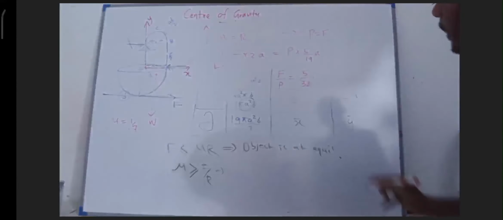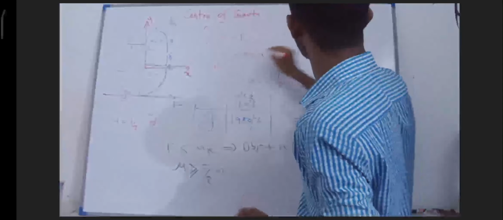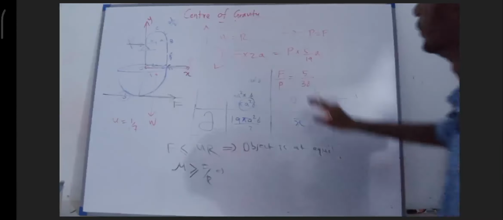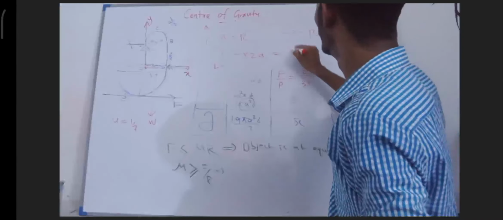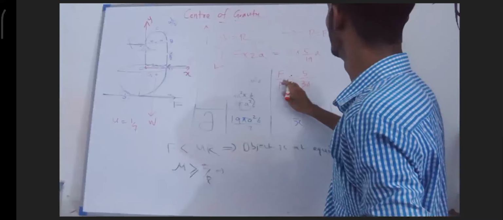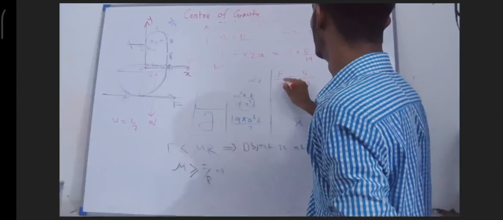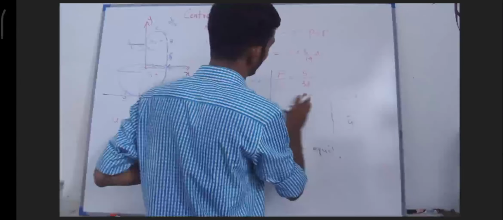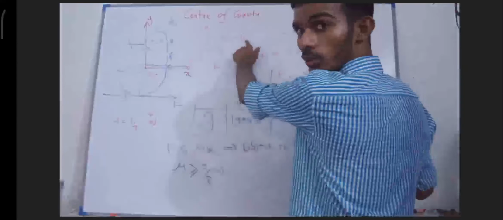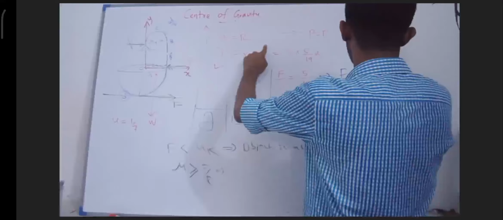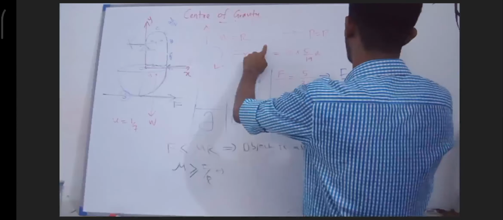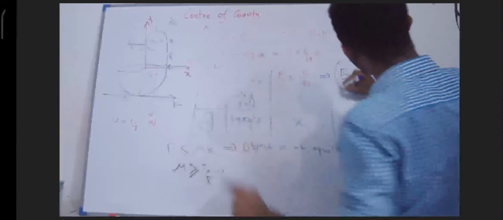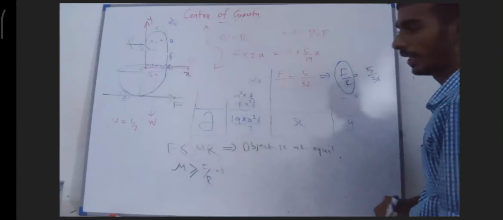Now F over P is actually equal to, wait, W, this is W, I'm sorry. Here F over W. So from this I can write F over R, because W is equal to R. F over R is equal to 5 by 38. Now I have the F over R ratio.